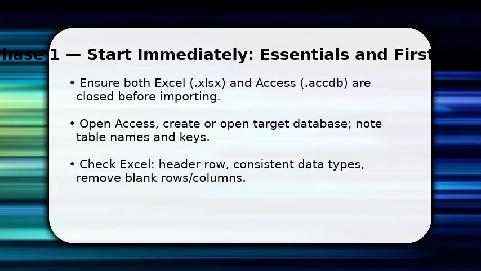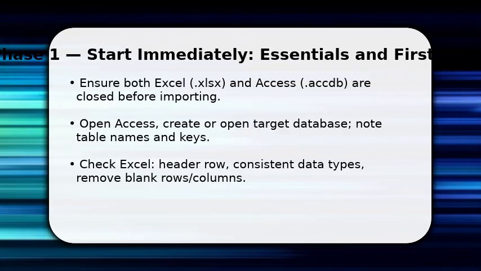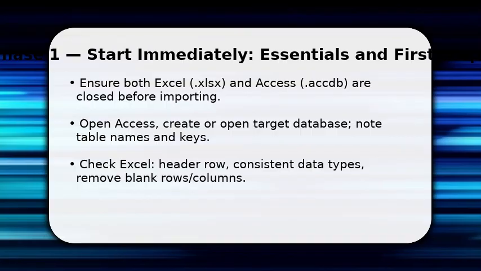You begin by verifying prerequisites and taking the first concrete step. Open Access and the database you want to add data to. Make sure your Excel file is closed so Access can read it cleanly. In Excel, confirm the top row contains headers and each column uses consistent data types, text versus number, so Access maps fields correctly. Once done, go to Access's External Data tab and choose Excel.